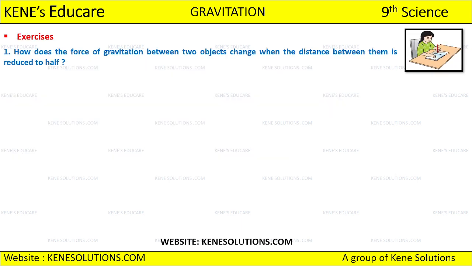So now we have the exercise questions which have been given. The first question is, how does the force of attraction, the force of gravitation, between two objects change when the distance between them is reduced to half? So what do you think for this?